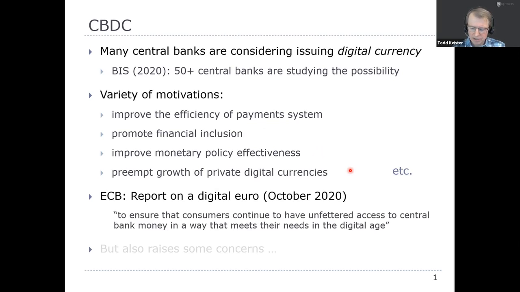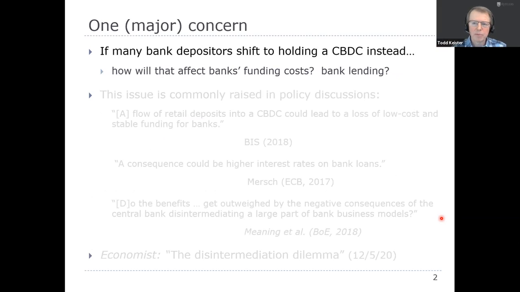And the ECB actually, for a major central bank, issued a report on the digital euro back in October, and they stated their primary motivation as being ensuring that consumers continue to have unfettered access to central bank money in a way that meets their needs in the digital age. Okay, so whatever the motivations are, the issue of issuing a digital currency clearly raises some concerns. And in this paper, what we want to do is focus on one particular concern, which is kind of obvious when you think about it.